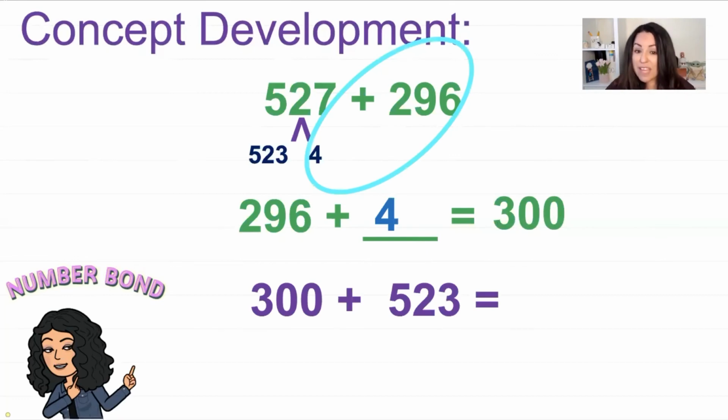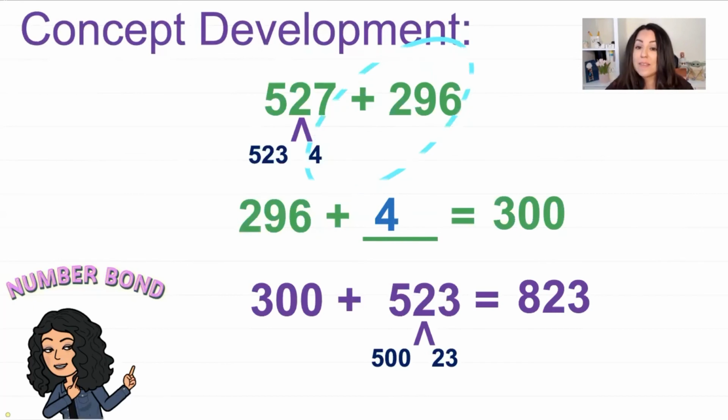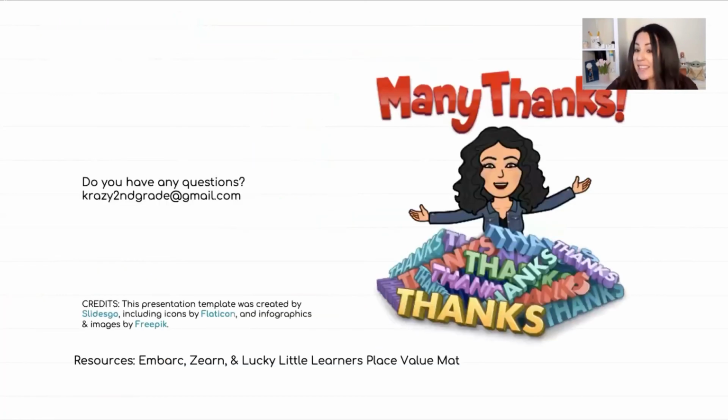300 plus 523 is equal to, let's see, I have 523 ones, so I have 300 plus 500 is 800, and then 23 is 823. So if 300 plus 523 is equal to 823, then that means that 527 plus 296 is also equal to 823. And that's it.